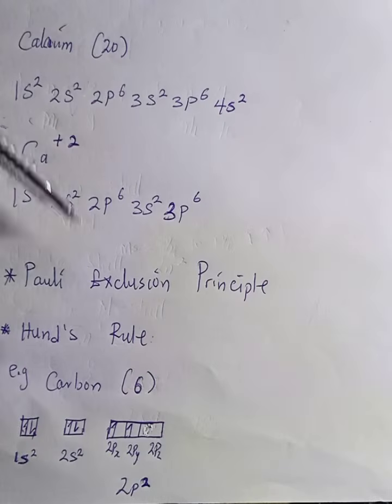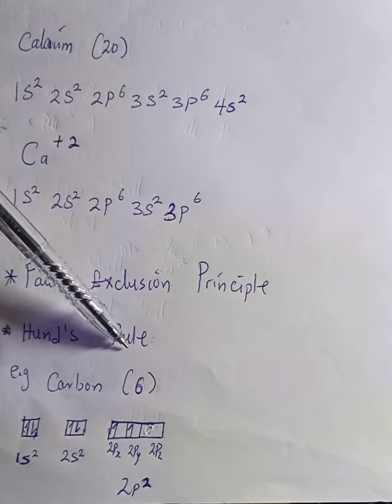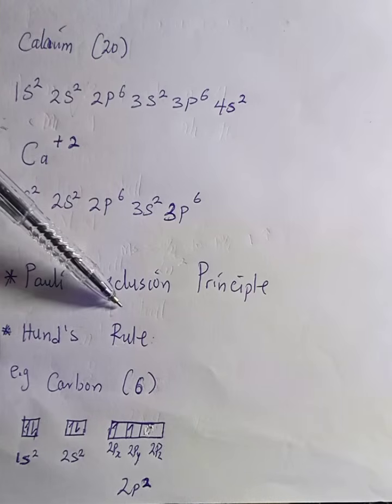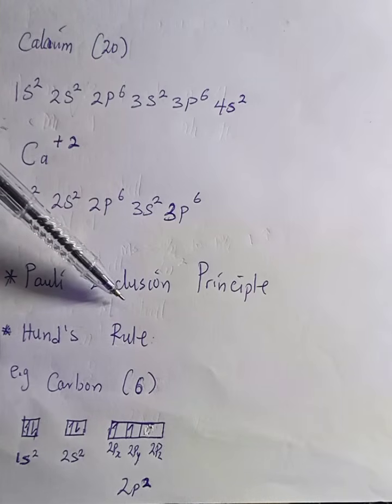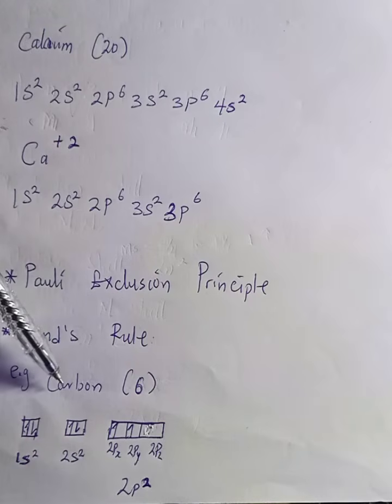So we also have the Pauli's exclusion principle, which states that no more than 2 electrons can occupy an orbital, and if they do, they should spin in opposite directions. Then we have Hund's rule. Hund's rule says that electrons are distributed in orbitals singly before pairing. Singly before what? Pairing. Now let's go to the carbon atom.